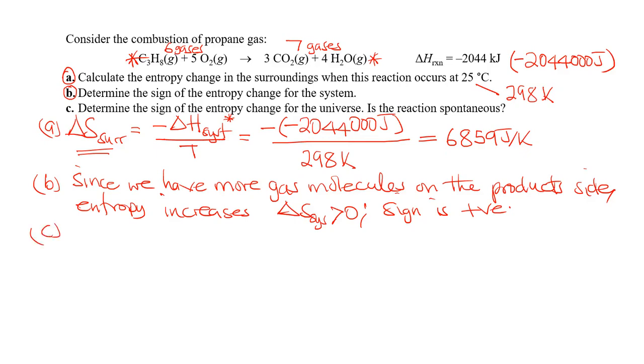So we determine the sign of the entropy when given a chemical reaction by counting the number of gas molecules on the reactant side and the number of gas molecules on the product side.